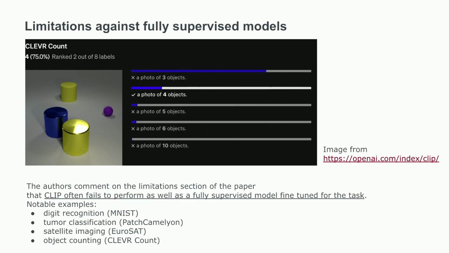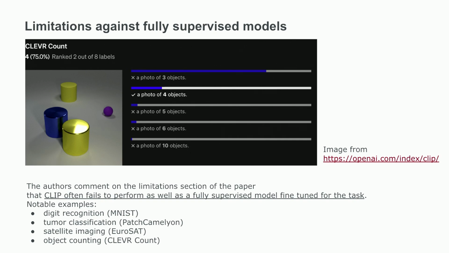In this example, we see CLIP struggling with object counting on the CLEVR Counts dataset. And there are many other examples where CLIP is not as good as just creating a fine-tuned model. The most glaring example of this is MNIST. If you create an MNIST classifier, just like the one that we have done since the start of the course, you're much more likely to get a higher accuracy and a higher performance by creating a very simple classifier than to try to do it with CLIP.